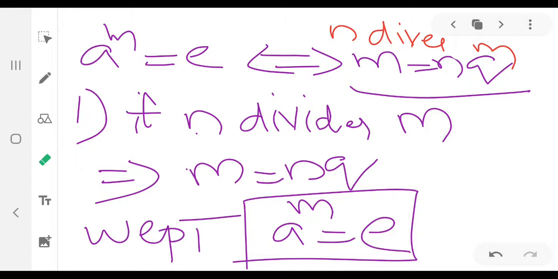അപ്പോൾ നമുക്ക് രണ്ട് അങ്ങോട്ടും ഇങ്ങോട്ടും പ്രൂവ് ചെയ്യണം. ഫസ്റ്റ് നമ്മൾ പ്രൂവ് ചെയ്യേണ്ടത് എങ്ങനെയാണ്? ഫസ്റ്റ് we prove that if m is a multiple of nq, then a raised to m equal. അപ്പോൾ നമ്മൾ എന്ത് ചെയ്തു?